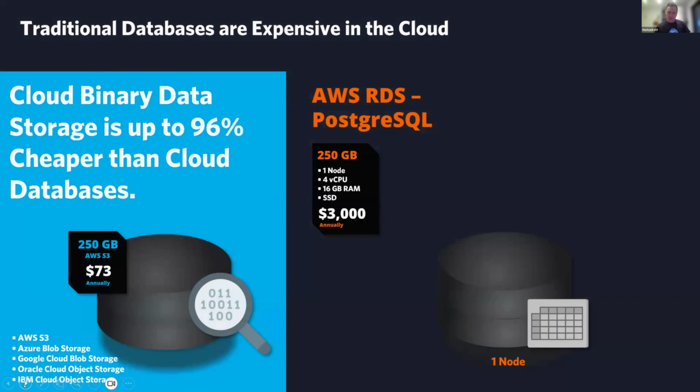Here's an example for a 250 gigabyte PostgreSQL running on a 4 CPU server with 16 gigabyte memory. It costs around $3,000 per year, if this database runs on only one node. With MicroStream or EclipseStore, you can now use just an object storage like S3, and 250 gigabyte of S3 costs only $70 per year. So it's so much cheaper.